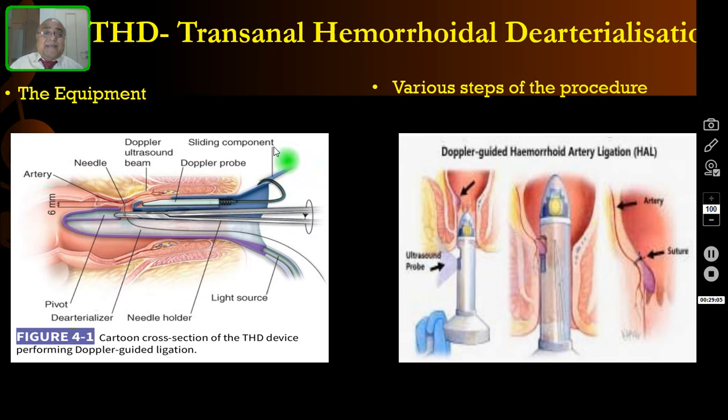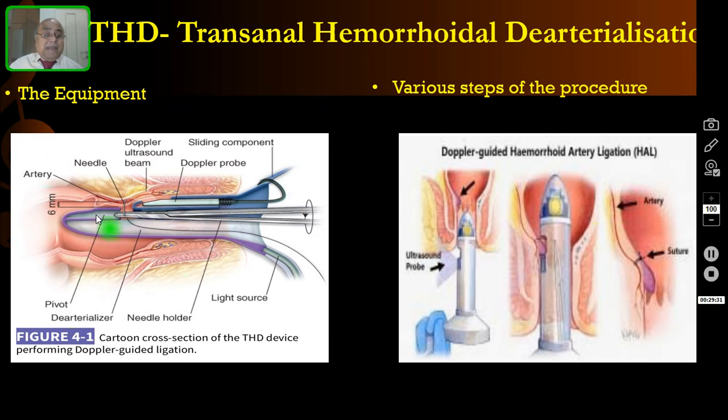This is a sliding component, and this is the Doppler ultrasound beam. You can pass it there and you can pick up the artery, the hemorrhoidal artery, because you will get an audio signal. If you are putting the Doppler ultrasound beam there, you can get a signal like beep, beep, beep. Then you will know that you have picked up the artery.